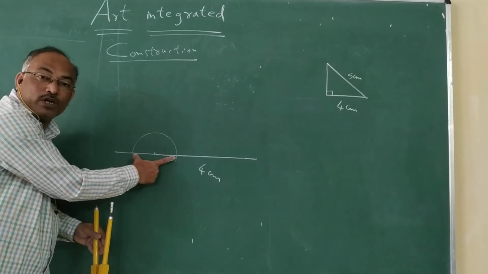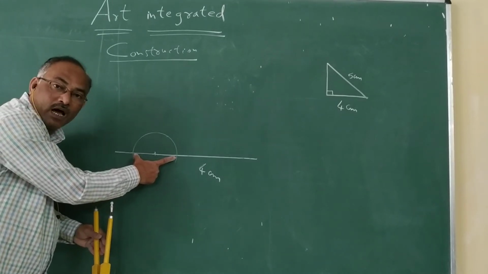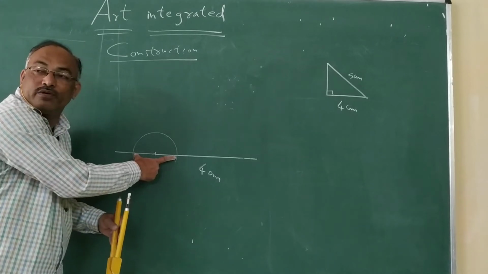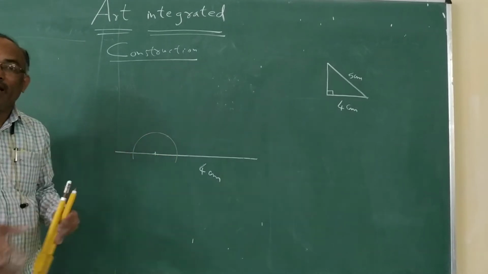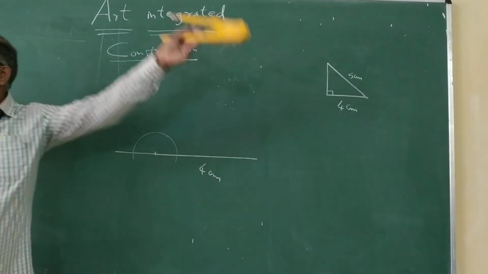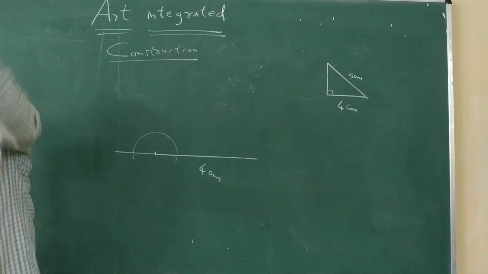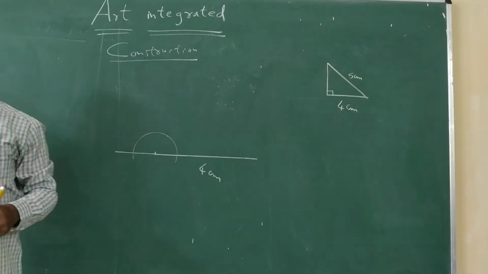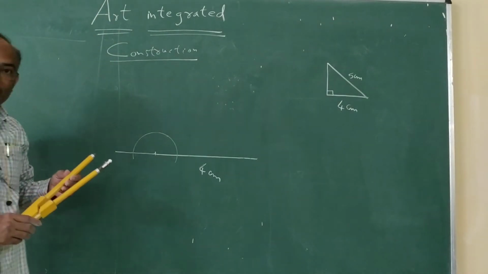How much distance should we take in the compass? Less than half, or more than half? If I take less than half, then the arc will come this side and that will go that side. The arcs will never intersect. So more than half. Let us see more than half.